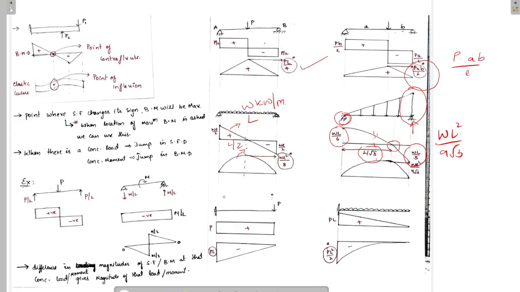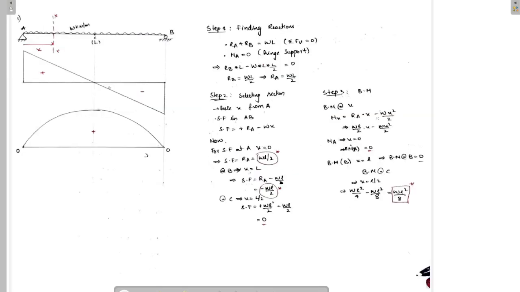Let's see the shear force and bending moment diagram for a cantilever beam. There is a concentrated load acting at the end of the beam. Then the shear force diagram looks like this and the bending moment diagram looks like this. When there is a varying load, the shear force diagram looks like this, the bending moment diagram looks like this.